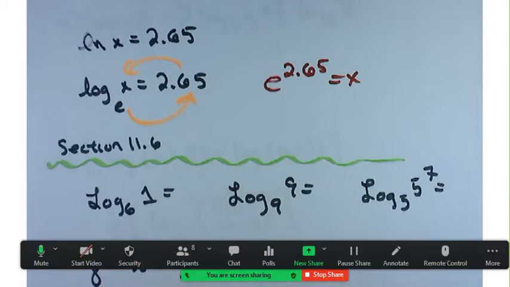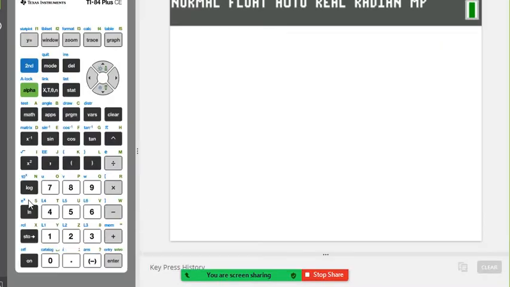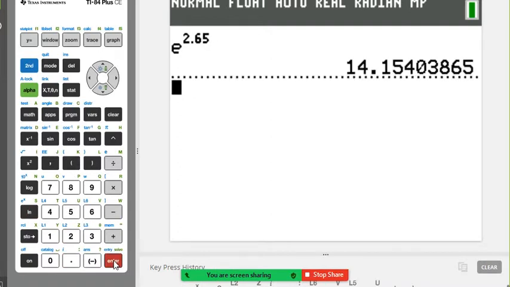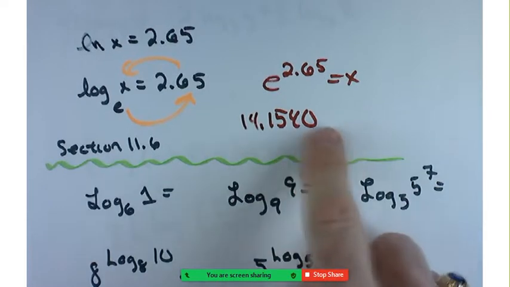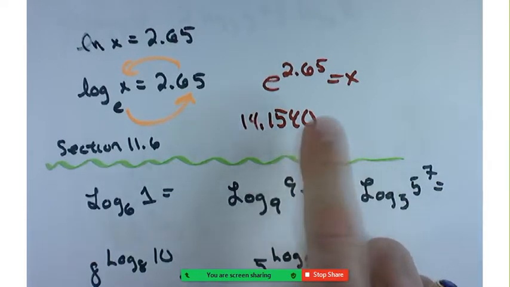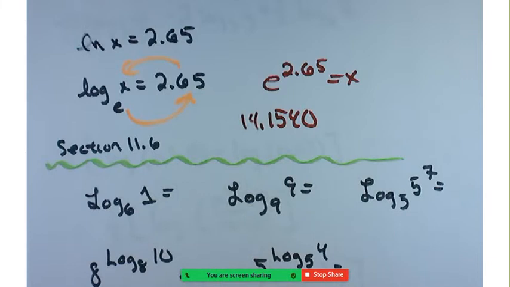Be careful when you do that. To get to the e to the x key, you hit the second key first. So second, and then ln, and then 2.65. And then round it appropriately. A lot of times I'll ask you to round to the nearest, say, fourth digit. In this case, the fourth digit is a 0. Do I need to put that 0 there if I'm rounding to 4 digits? Yes, only if you want full credit. So the answer is optional but not optional. If I ask you to round to 4 decimal places, there needs to be something here. Doesn't matter if it's a 0 or not.